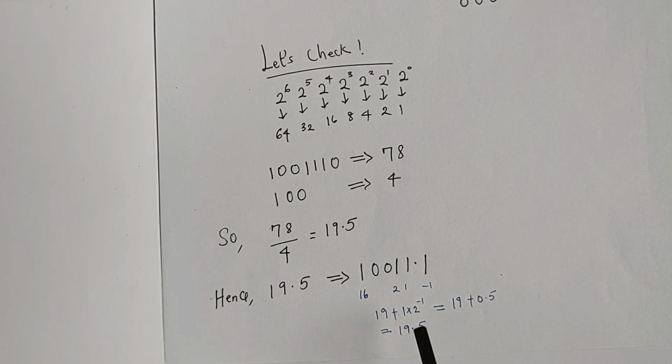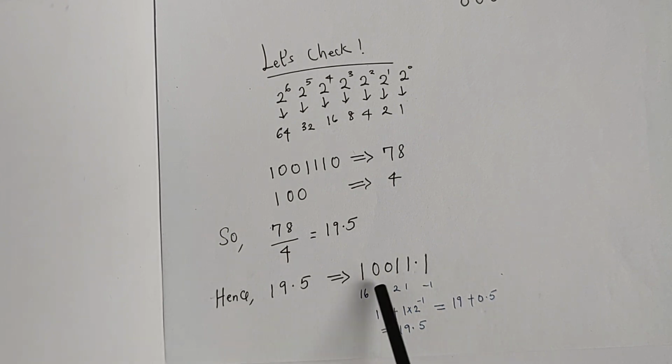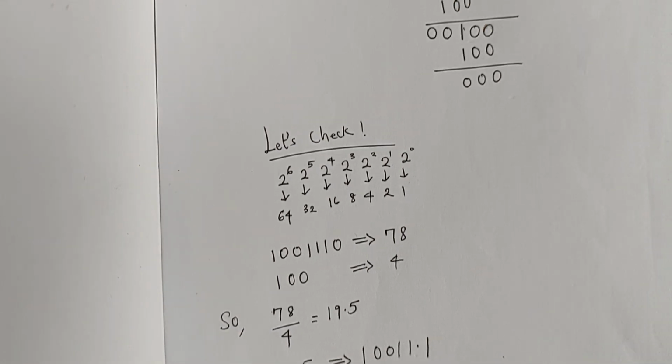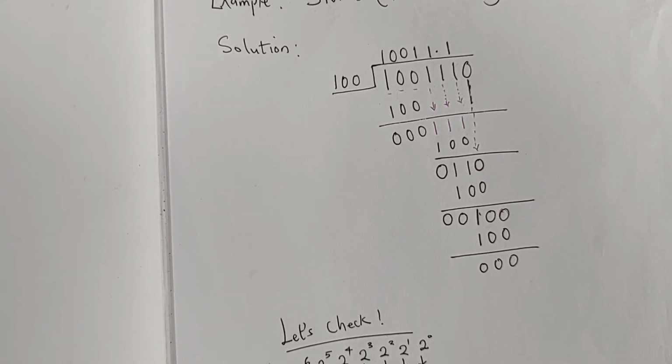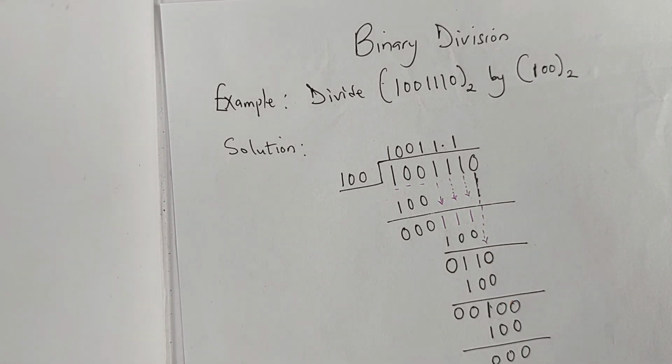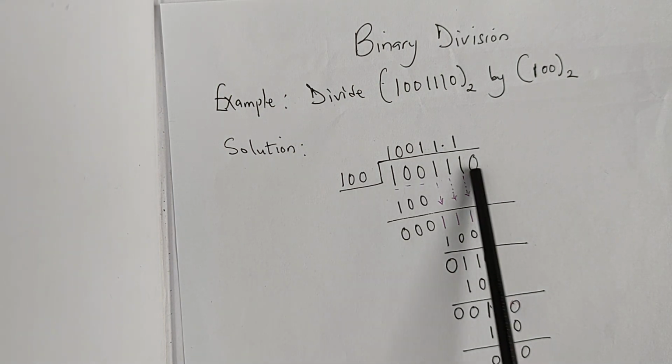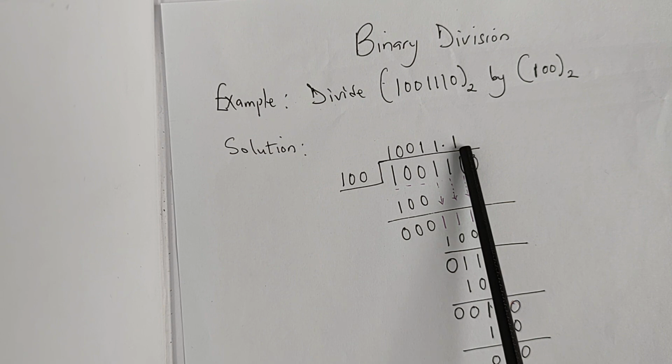So it tells us that this value 19.5 is equivalent to what we have as 10011.1, what we achieved initially. All right, so this is how easy it is. So we've been able to prove that our final answer is correct.